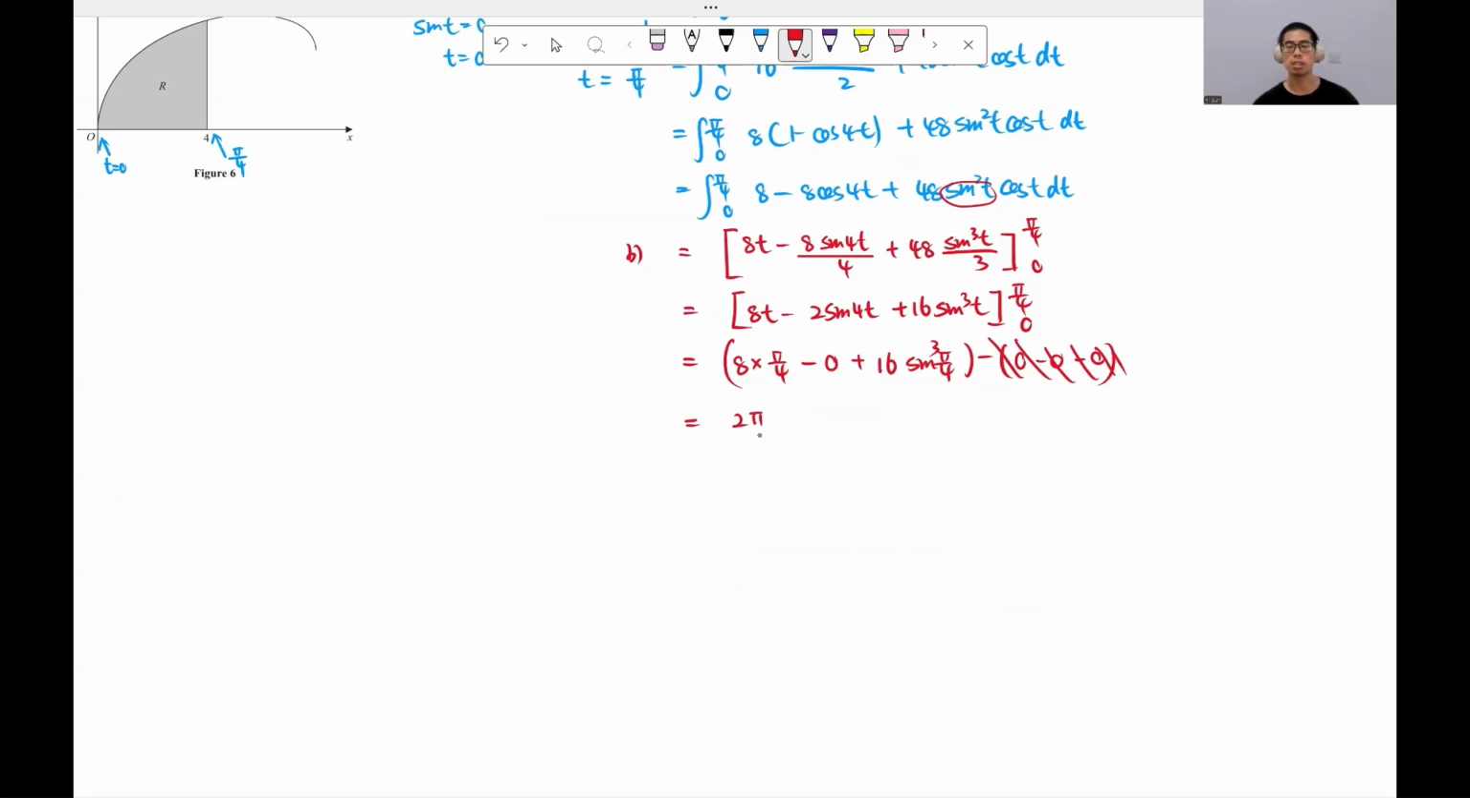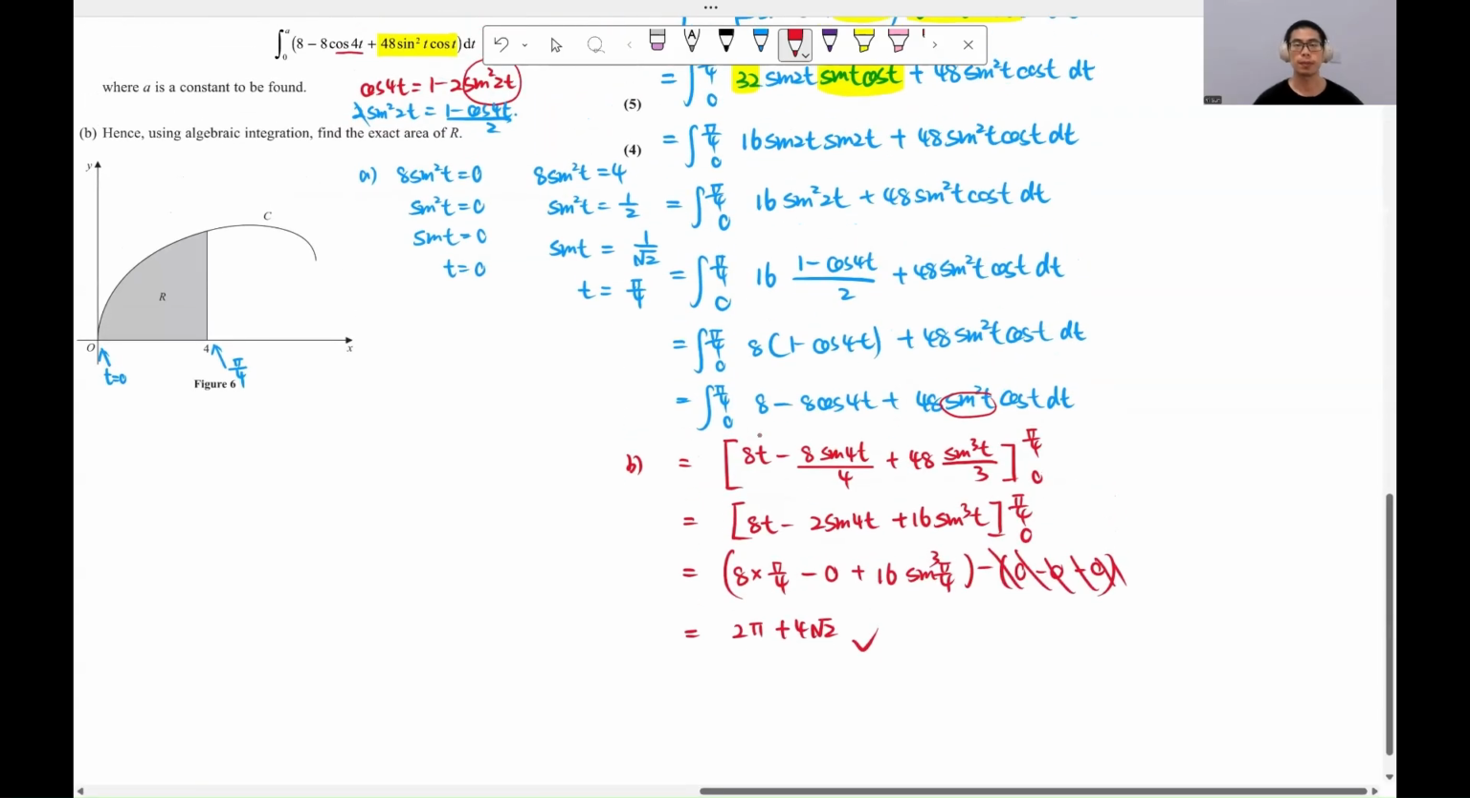And then 16 times sin cube of pi over 4. So sin pi over 4 is root 2 over 2, cubed that is root 2 over 4, times 16, that would be 4 root 2. So just 2 pi plus 4 root 2. That will be the final exact value.